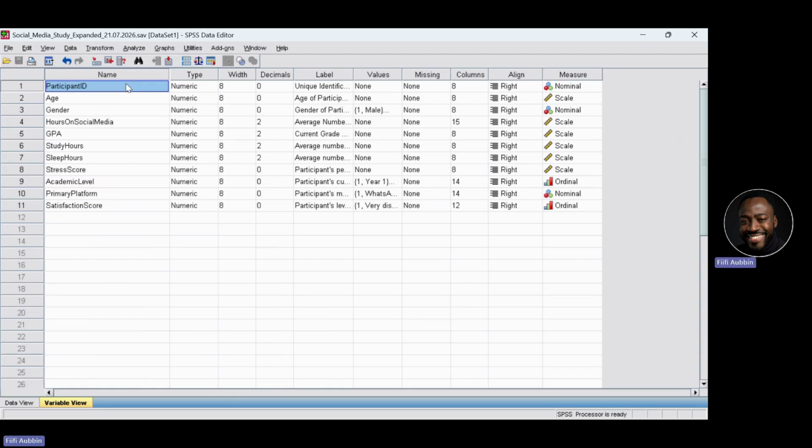Remember that in our previous lesson, we confirmed that these variables were approximately normally distributed. Since they are also measured at a scale level, Pearson's correlation is the appropriate statistical test. Let's begin.